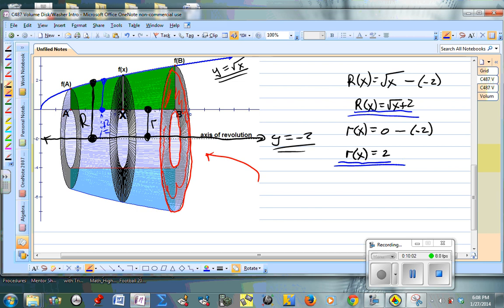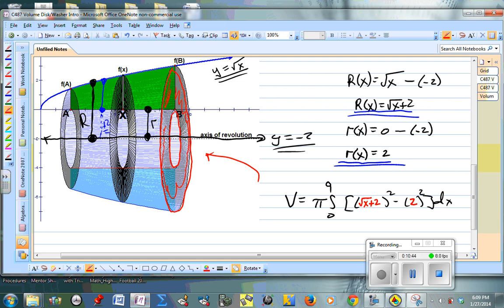Now, to set up our volume integral, we would say the volume is going to be pi times the integral from 0 to 9 of the big radius function squared minus the little radius function squared. Okay? The big radius, we said, was root x plus 2. Let's write it again. And then the little radius, we said, was 2. There you go. Here's our setup. For the first day, we're just going to focus on setting up integrals. Later on, we'll focus on setting up and evaluating integrals.